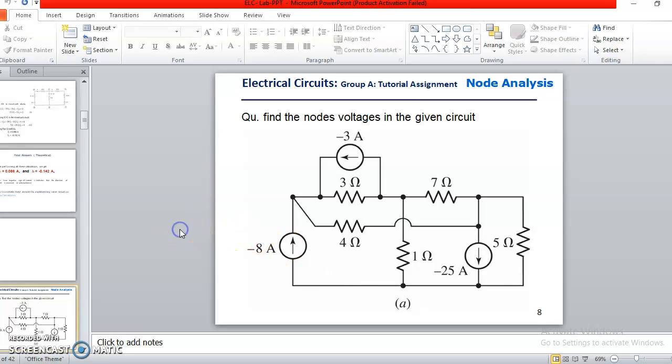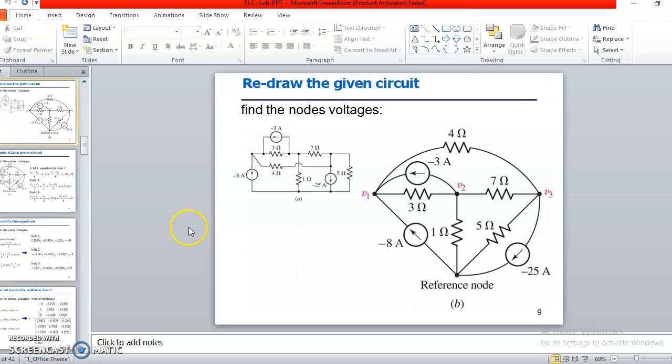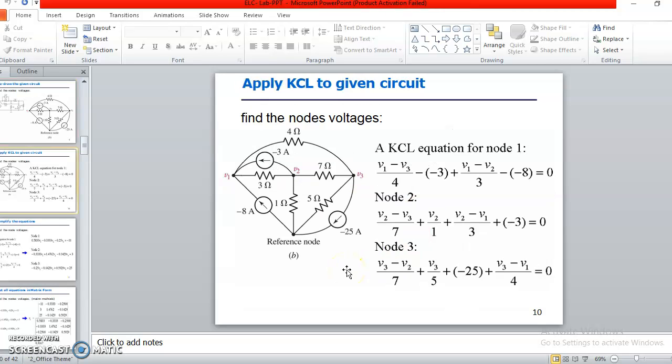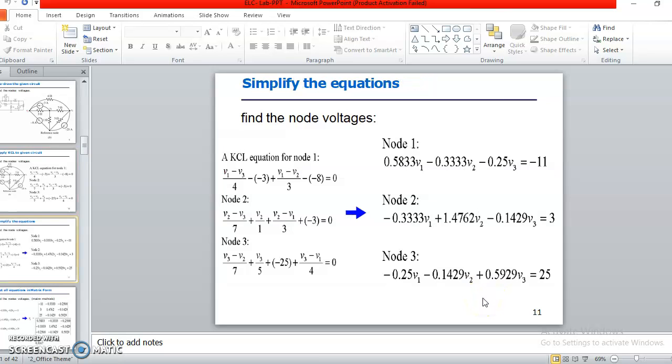Now we have to solve this numerical using node analysis. We can redraw the given circuit as shown in figure B. Next, we write the KCL equation for node 1, node 2, and node 3, because there are a total of 4 nodes and one of them is the reference node. That means the number of equations becomes n minus 1, which is 4 minus 1, which is 3. These 3 KCL equations we have written.